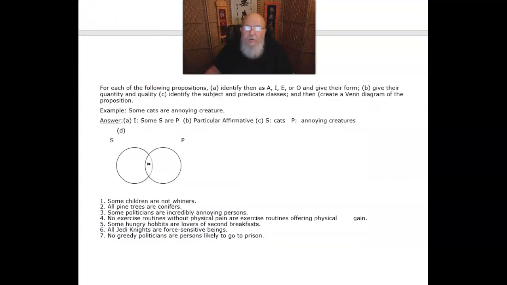And here's another example of the kind of thing you might see on the test, right? For each of the following propositions, identify them as A, I, E, or O and give their form. Give their quantity and quality. Identify the subject and predicate classes, and then create a Venn diagram of the proposition. Example, some cats are annoying creatures. So we have our answer. It's an I, some S are P, it's particular affirmative. The subject class is cats, the predicate class is annoying creatures, and there's the diagram. There's at least one cat that's an annoying creature.